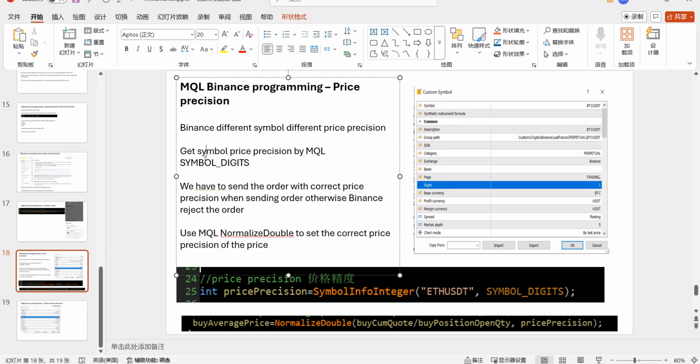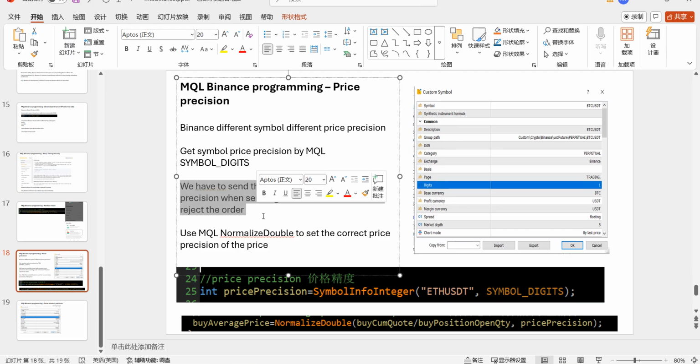How can we get the symbol price precision by MQL? It is very simple. You can get the ETH USDT price precision by the symbol digits property in MQL. And this line of code will return the number 2, because the price precision of ETH USDT is 2.